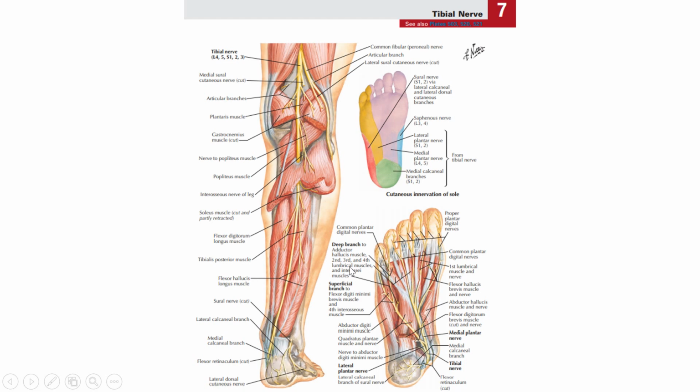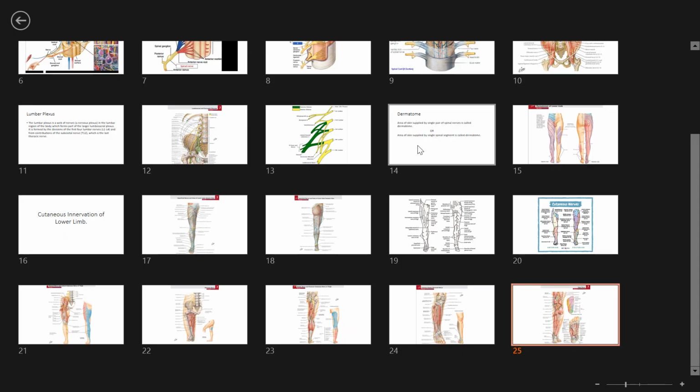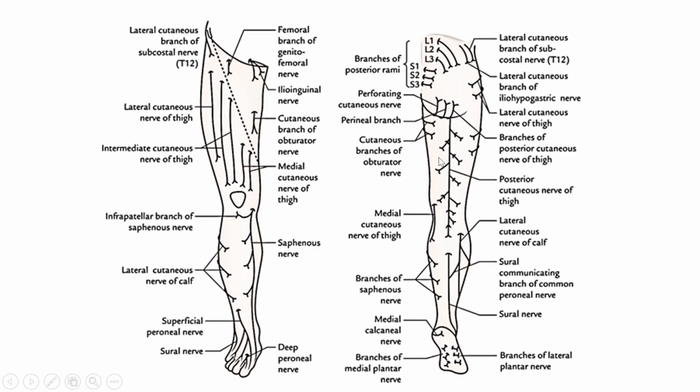Okay. So for cutaneous innervation, for example, we have the lateral cutaneous nerve, the femoral branch of the genitofemoral nerve, the ilioinguinal nerve, then the cutaneous branches of the obturator nerve, and the anterior cutaneous branches of the femoral nerve. Here we have the lateral cutaneous nerve of the thigh. Then this is the saphenous nerve, which is a branch of the femoral nerve. We have already discussed it. And here we have the superficial peroneal nerve, supplying the dorsum of the foot. And this small area is supplied by the deep peroneal nerve branch between the first and second cleft.